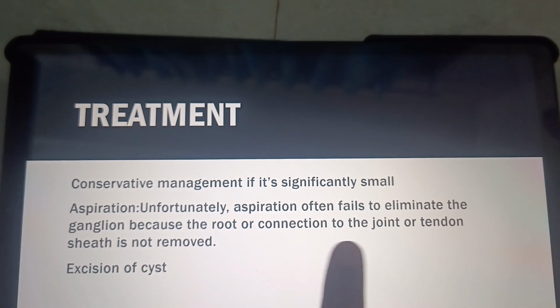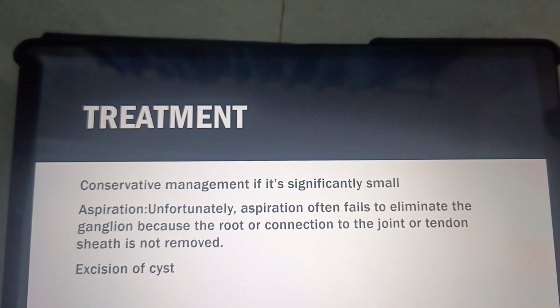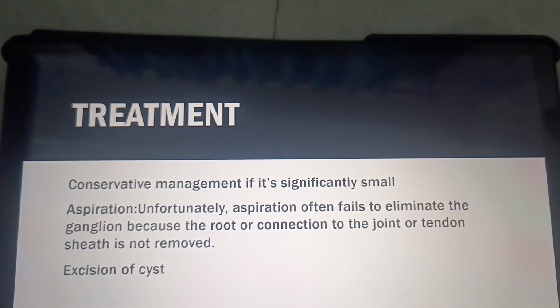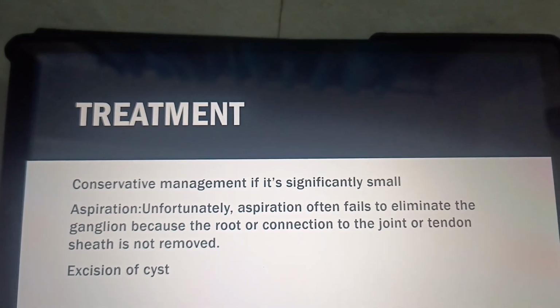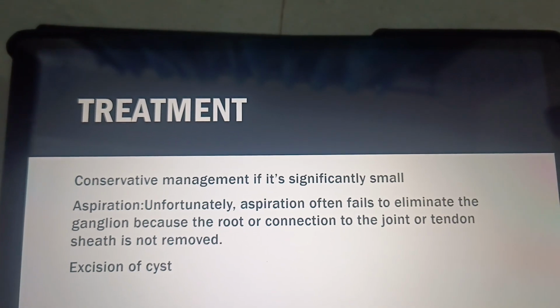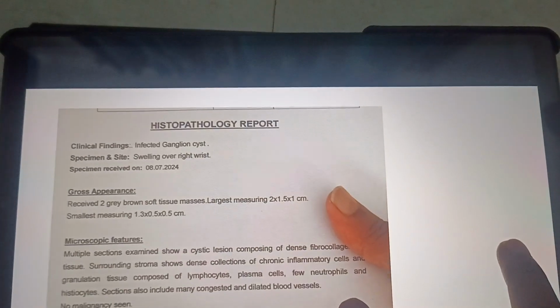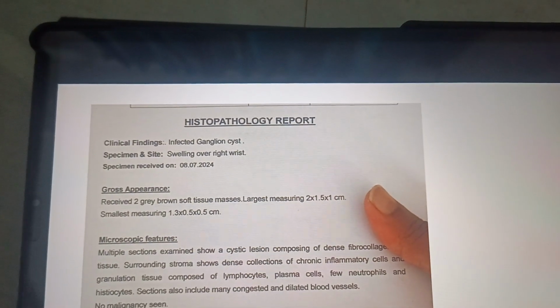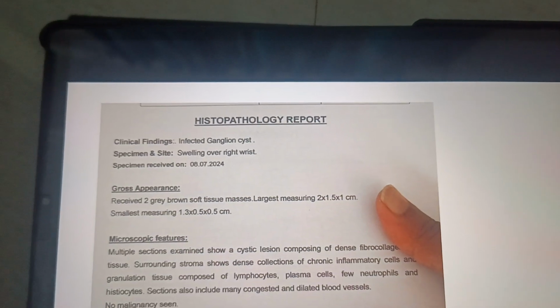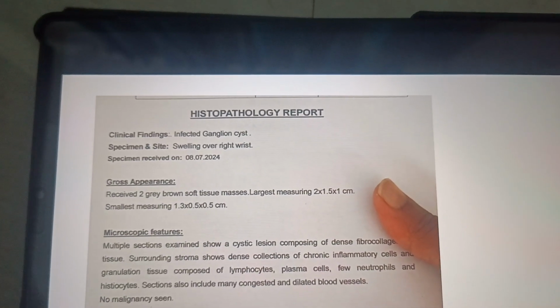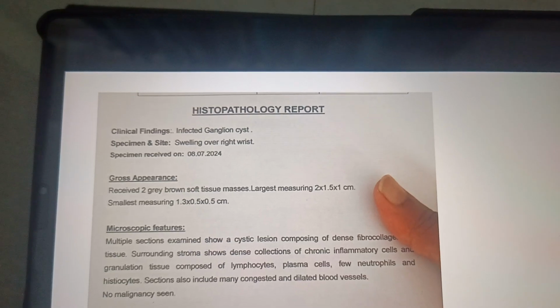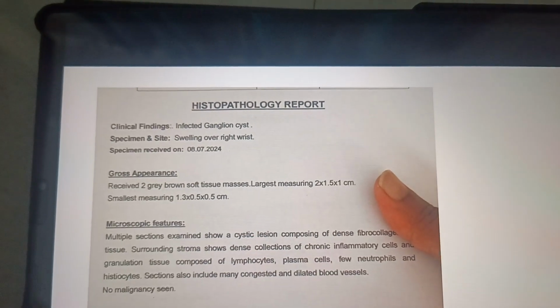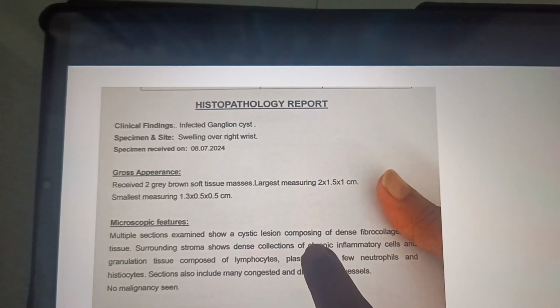So in this case also we have done excision of the cyst, and we have also sent the excised tissue for histopathology, and the histopathology report turned out to be an infected ganglion cyst. We have also sent the pus for culture and sensitivity, which showed the report as sterile. Serial subculture showed sterile, but still we have put the patient on antibiotics and discharged the patient.